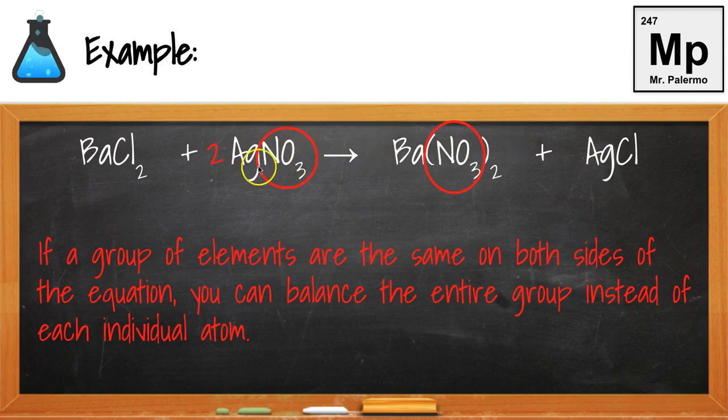And now let's look at the rest of the things. So 2 Ag's, I only have 1 Ag, 1 silver on the right side. So I could put a 2 in front of that. And then 2 times the 1 Cl gives me 2 Cl's, and on the reactant side I have 2 Cl's. And then lastly, 1 Ba on the reactant side and 1 Ba on the product side, so we know we have a balanced reaction. So just a faster way to treat these substances when we have this kind of grouping of atoms that are the same.